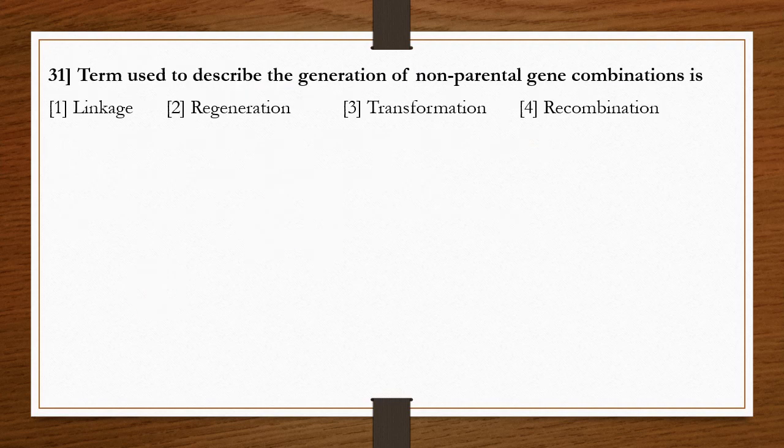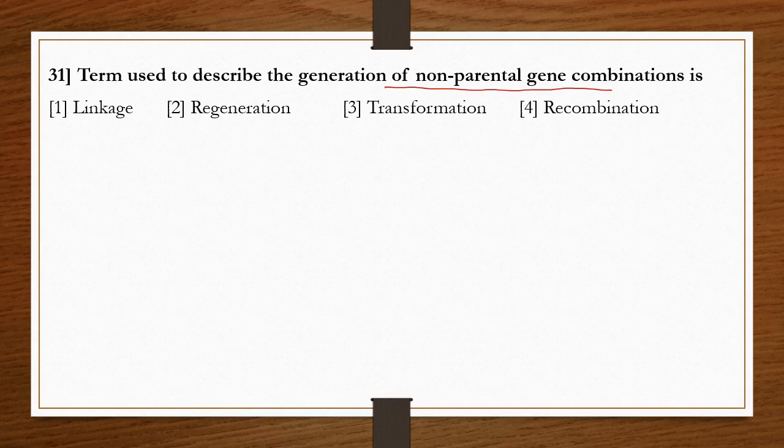Question number 31. The term used to describe the generation of non-parental gene combinations is: option 1, linkage; 2, regeneration; 3, transformation; 4, recombination. So now let's know about this. The term used to describe the generation of non-parental gene combination. Non-parental means that gene combination is not present in the parents.